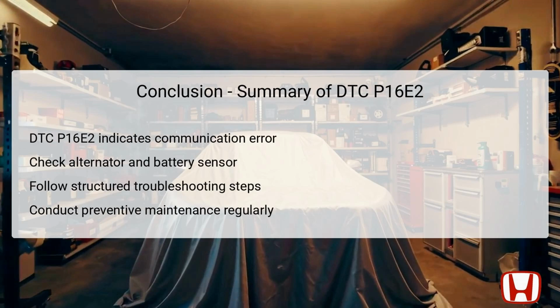In conclusion, DTC P16E2 highlights a significant communication error within the vehicle's LIN network, primarily involving the alternator and PCM functions. A systematic approach to troubleshooting helps identify the root cause effectively, ensuring that components such as the alternator and battery sensor are closely examined.